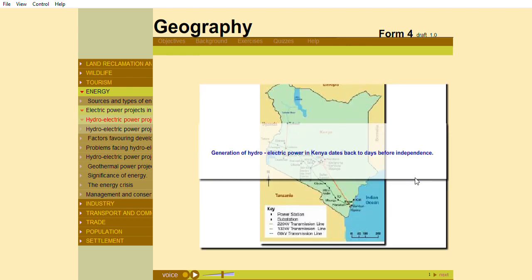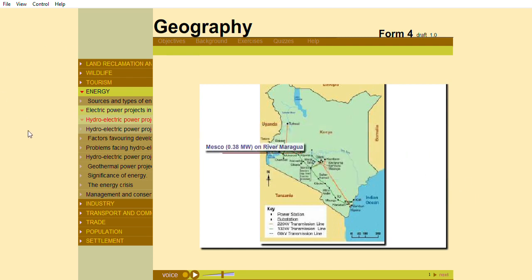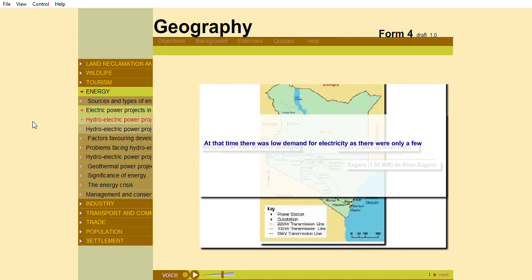Generation of hydroelectric power in Kenya dates back to 2 days before independence. The earliest stations were Mesco with 0.38 megawatts on River Maragua, Ndula with 2 megawatts on River Thika, and Sagana with 1.55 megawatts on River Sagana. At that time, there was low demand for electricity as there were only a few industries.